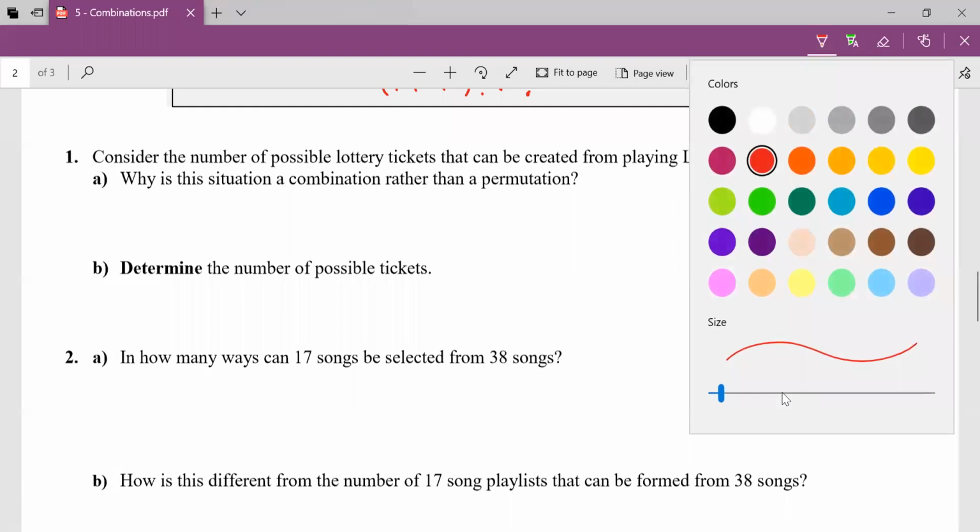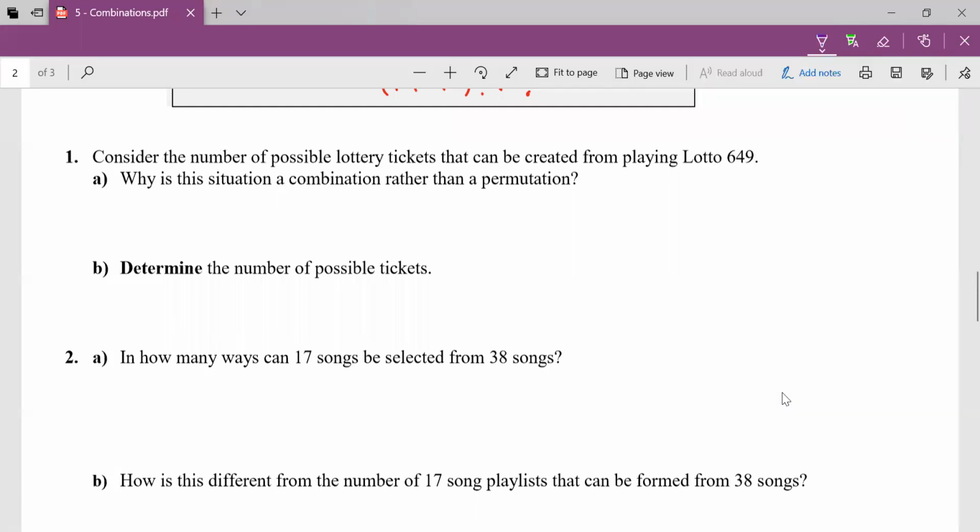Get onto a different color here, purple. Consider the number of possible lottery tickets that can be created from Lotto 649. Okay, this is a combination because it doesn't matter the order how they pull. There's 49 balls in the machine and they're going to pull out six and you need to get all six to win the lotto. I think that's how it works. I don't play this game. So order doesn't matter because the order the balls come out doesn't matter. So this is a combination.